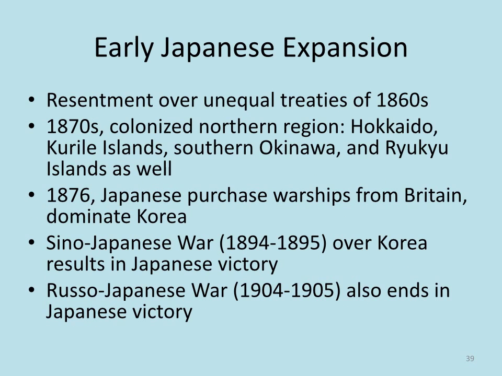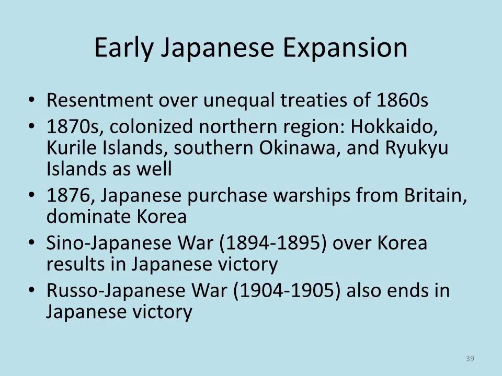Now, the Japanese are also going to get into this imperialism wave. They are going to have resentment over unequal treaties starting from the 1860s with the dawn of the industrial era. Now, in the 1870s, they're going to start colonizing the northern region of Korea.